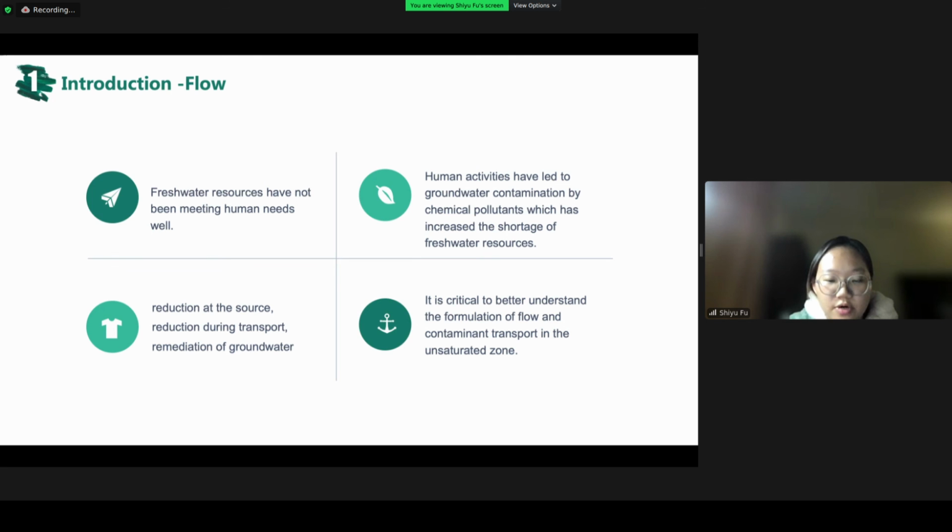To reduce contaminants, there are three basic processes of contaminants that are mainly involved because of the increasing concern about agriculture and other industrial contaminants migrating through the unsaturated zone and contaminating groundwater. It is critical to better understand the formulation of flow and contaminant transport in the unsaturated zone.